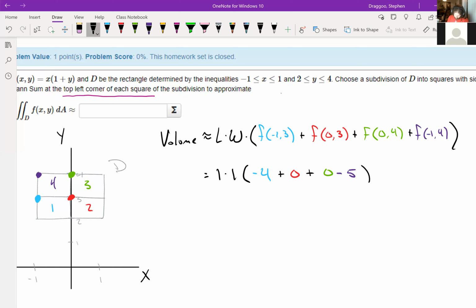Also add up all of those numbers. -4 minus 5 is -9, times 1 is still -9. So that'd be my approximate volume for this one, -9.